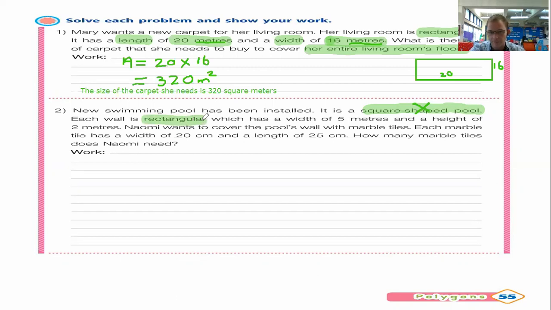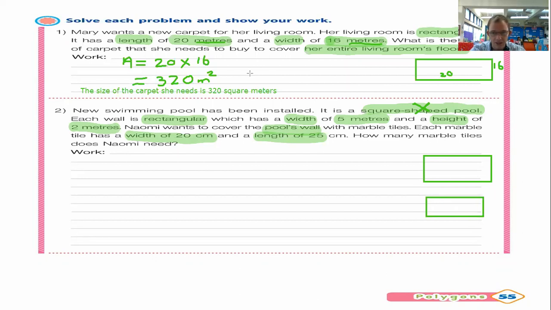So there's our shape, which has a width of 5 meters and a height of 2 meters. Naomi wants to cover the pool's wall with marble tiles. So she wants to cover the pool's wall. Each marble tile has a width of 20 centimeters and a length of 25. So how many marble tiles are required? So we have 2 shapes we have to take care of. The first one is the swimming pool wall. The next one is the tile.